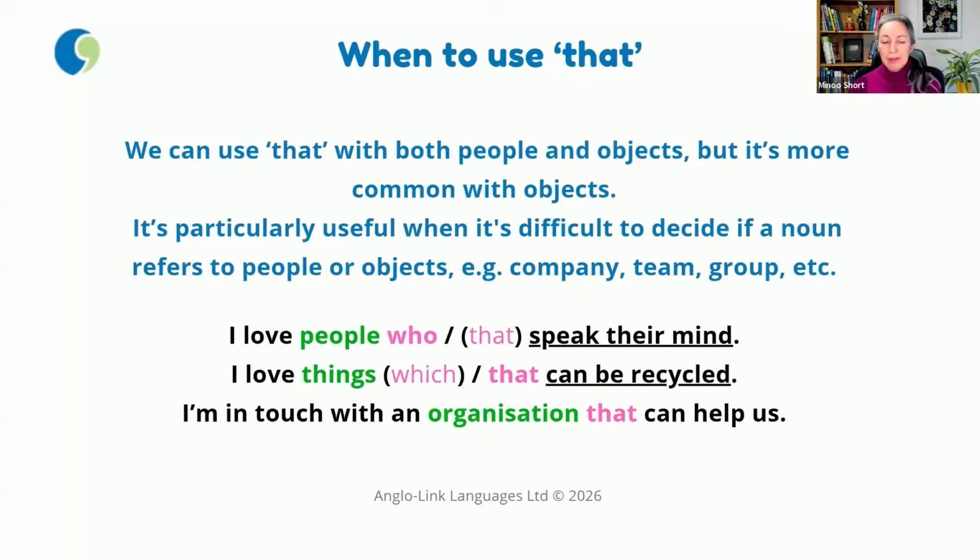Now, this word that is particularly useful when it's difficult to decide if a noun refers to people or objects. For example, when we have things like company, team, group, is that the entity or the people in the entity? So let's have a look. With I love people, who is your best choice. I love people who, but that is also correct, speak their mind. With I love things, that is more common, which is still correct. I love things that or which can be recycled.